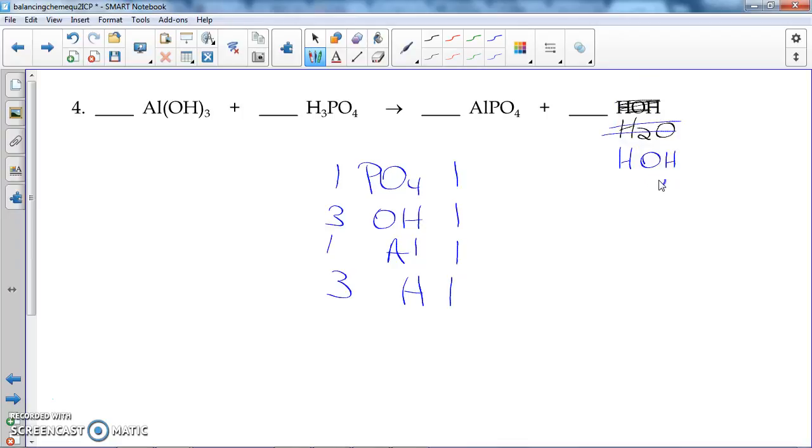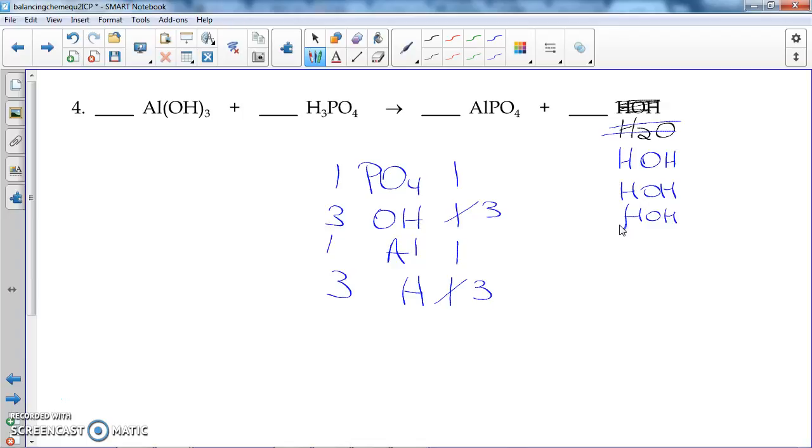My PO4s look great. They are balanced. My OHs are not. I have 3 OHs on this side and 1 OH on that side. So I'm going to add an HOH. That gets me 2. Another HOH gets me 3. So this becomes 3. And my hydrogen then becomes 3. Remember why? Because we now have 1, 2, 3. So we have a 1, 1, 3, 3, 1, 1. It's balanced. So now I just have to worry about putting my numbers in front.